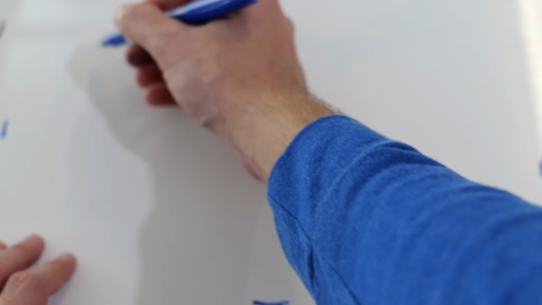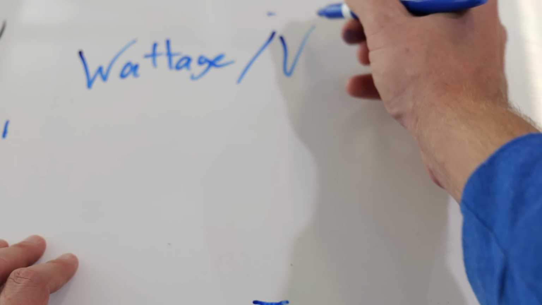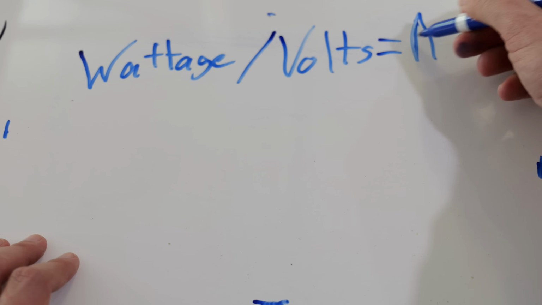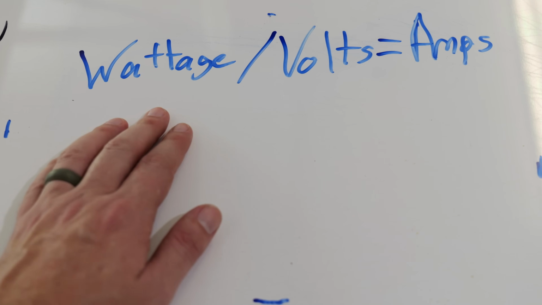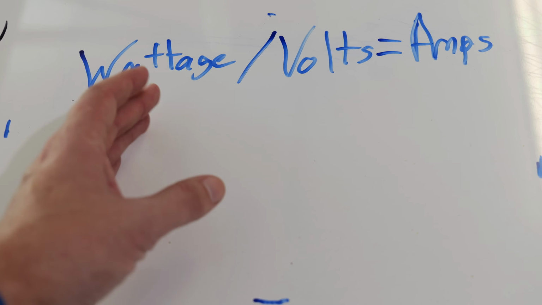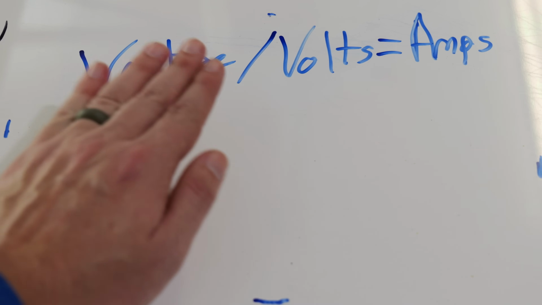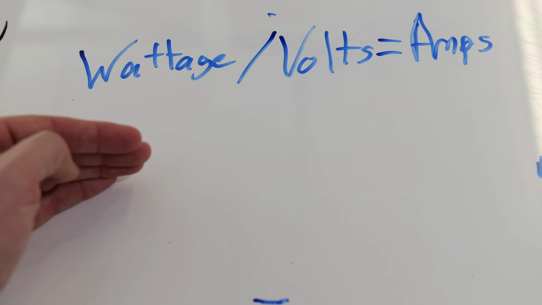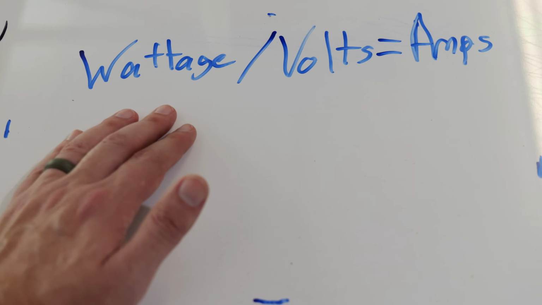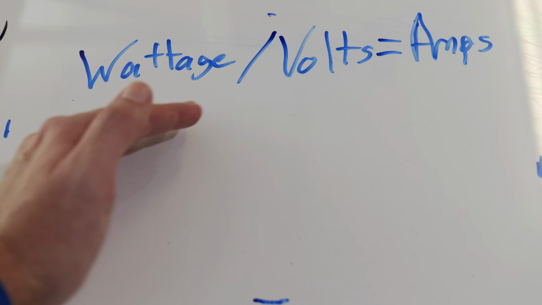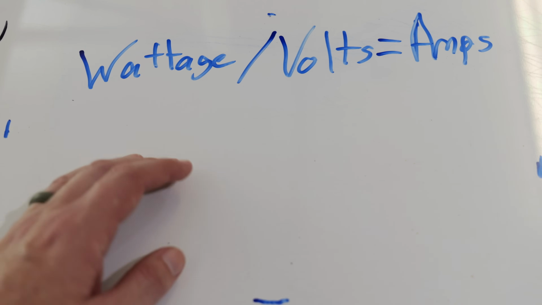So the equation for finding amperage is wattage divided by voltage equals amperage. When I'm talking about wattage, when you look at your generator, it's probably going to have two sets of wattage numbers on it. The higher number is going to be your peak or your surge watts, and the lower number is going to be your maximum running watts. The running wattage is what your generator is capable of running at for an extended amount of time before a breaker is going to trip or the generator is going to shut down.